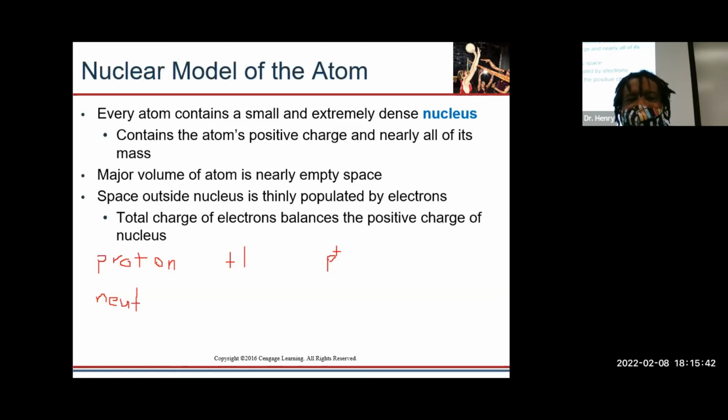Neutrons are neutral. They have a 0 charge associated with them. The symbol that we're going to use for that is going to be N0. And then we've already talked about electrons. Electrons are charged. What's the charge on electrons? Okay, we're going to use E negative, right?